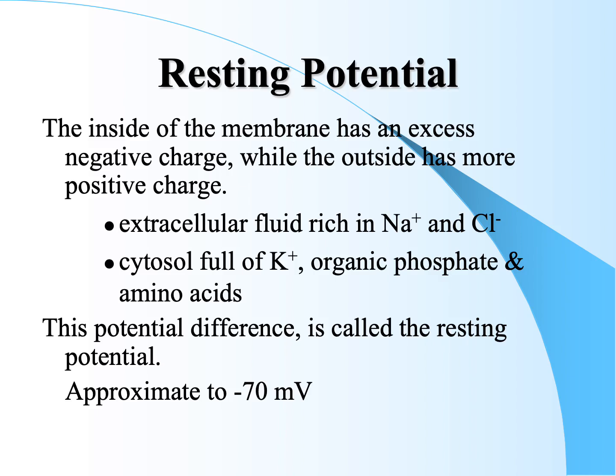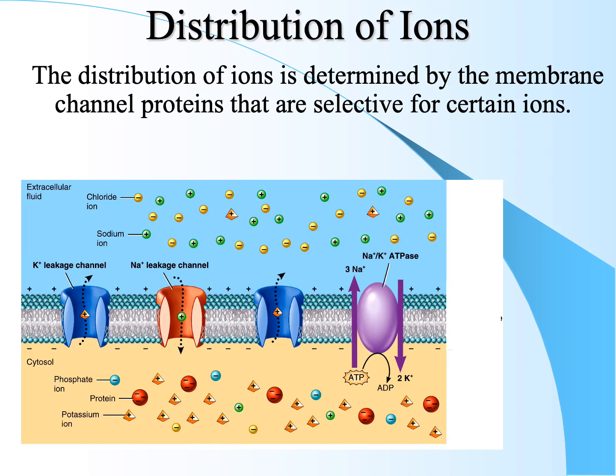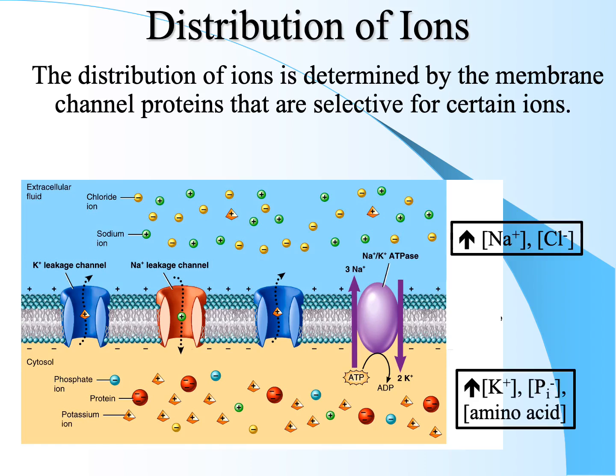What we have to remember is that at rest, we have a large amount of sodium and chloride in the extracellular compartment and a large amount of potassium, organic phosphates, and amino acids in the intracellular compartment. The difference between the ionic charges across the membrane gives us an approximate resting potential of about negative 70 millivolts. So if we look at this distribution, we have high amounts of sodium and chloride extracellularly, high amounts of potassium, phosphates, and amino acids intracellularly, and the difference between the two establishes that charge differential, resulting in the resting membrane potential.